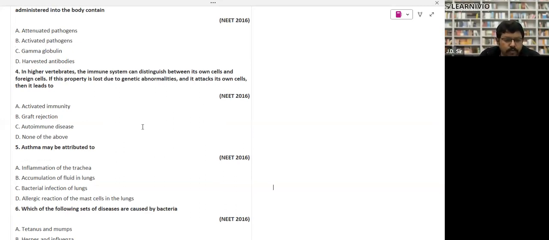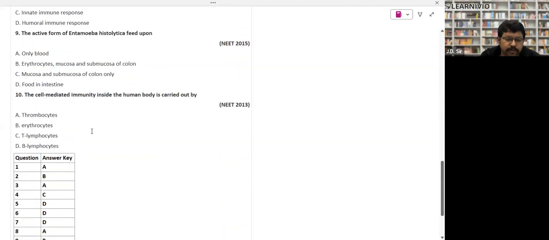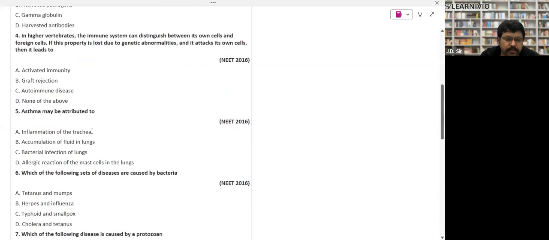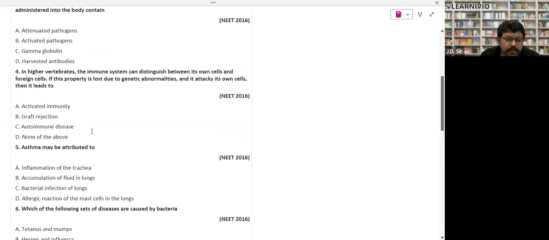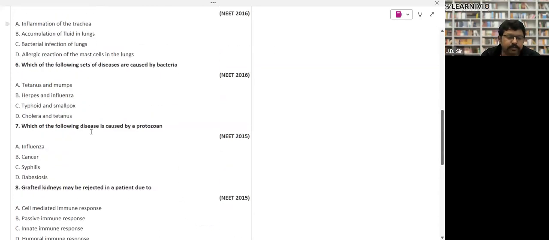Asthma may be attributed to... D. Mast cell. I think it should be A. No, no. D. It's D. D is the answer. You said D. Yes, you are correct. D is the answer. What about the sixth one?